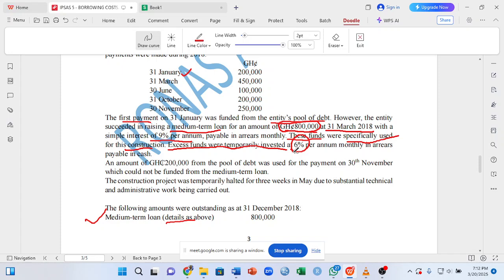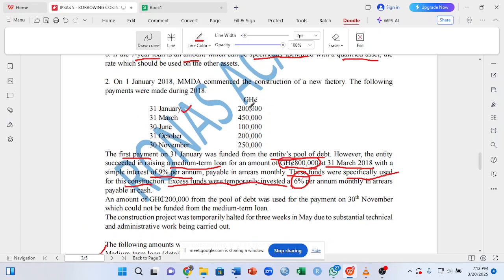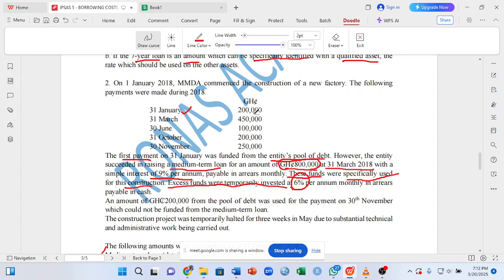However, let's find the idle fund. So we'll go to the chart of payment. You can see a payment schedule over here. The question clearly told us that the first payment on 31st January was funded from the pool of debt. Pool of debt here means that it was general borrowing. So this first payment here is general borrowing.